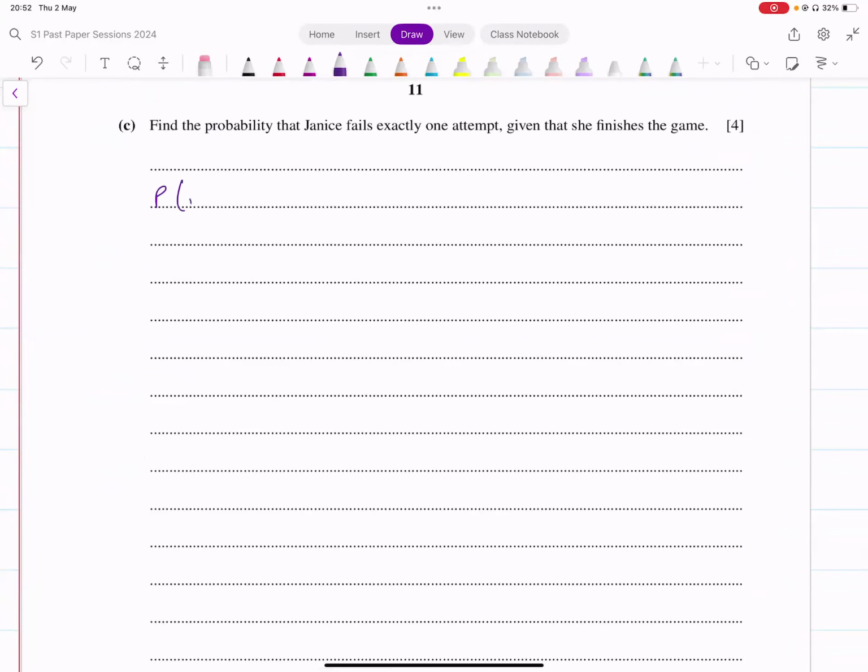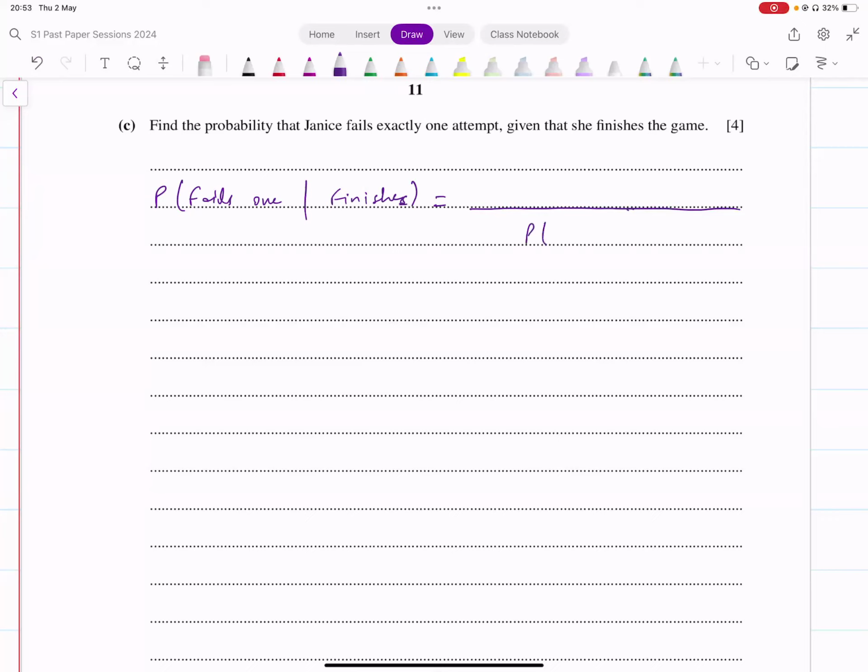Probability that she fails exactly one attempt, given that she finishes the game. That's the probability that we want to find out. Now, that's conditional probability. What's given is going to be the denominator.